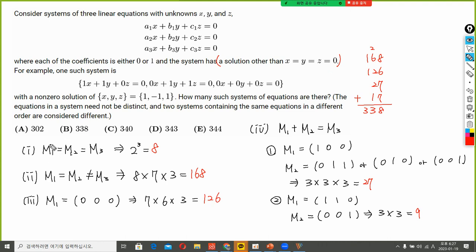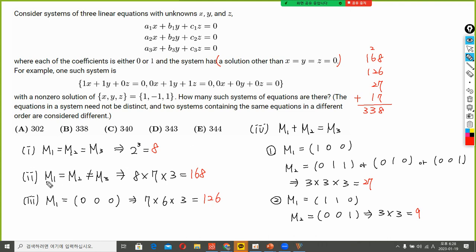here m1 is the coefficient of the first row, a1, b1, c1, and m2 is the coefficient of the second equation, and m3 is the coefficient of the third equation. So if all the coefficients are the same, naturally there will be infinitely many solutions. Because the coefficient can be either 0 or 1, we have two choices, and it has three columns, so it's like 2 cubed. So the number of cases for this case is 8.